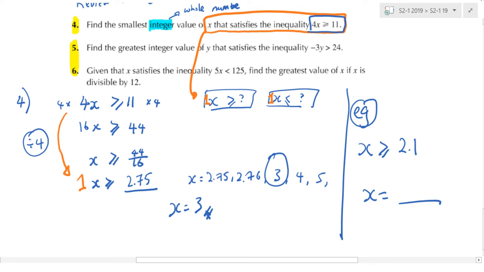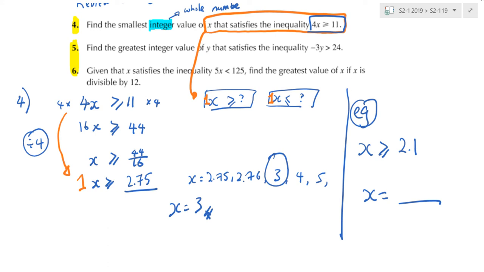Christine, what's the answer? 3. Shelly, do you agree? Haven't got it right yet. Nabiha, what's the answer? 3. Two. How many of you say 2 because round down? Nobody. Nobody. It must be bigger. So it cannot be 2 because 2 is smaller than 2.1. So this question is not about rounding up or rounding down. This question is about asking you whether you understand inequality or not.